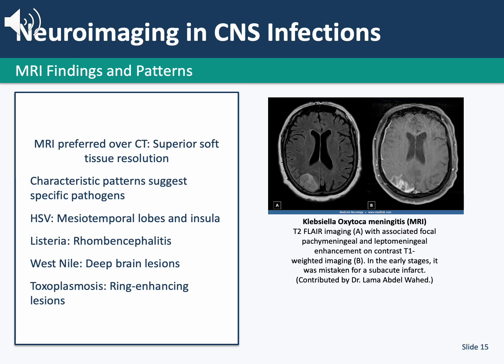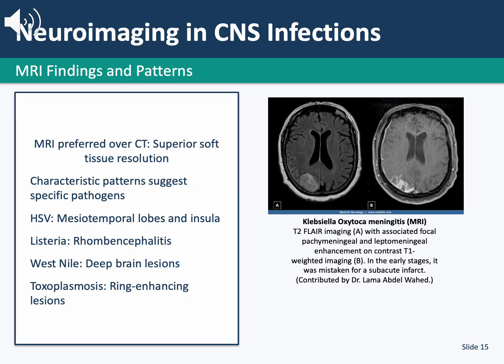Neuroimaging plays an important role in the diagnosis and management of CNS infections. MRI is preferred over CT for evaluating CNS infections due to superior soft tissue resolution and ability to detect subtle abnormalities. MRI findings can help localize the infection and suggest specific pathogens. Certain organisms have characteristic imaging patterns.